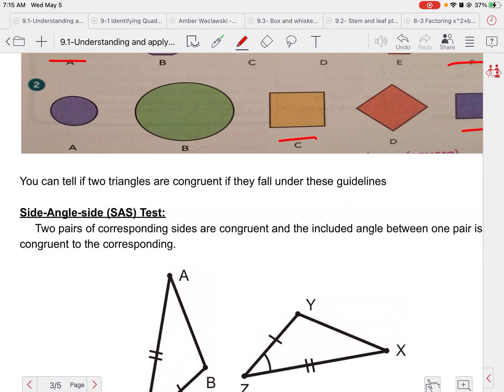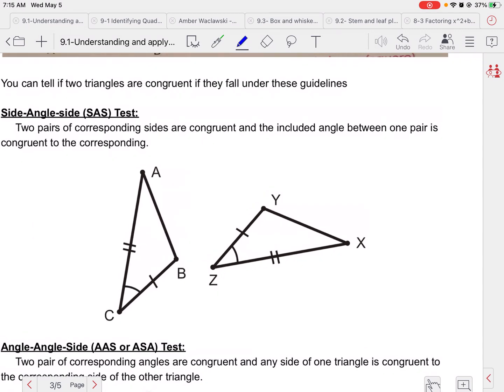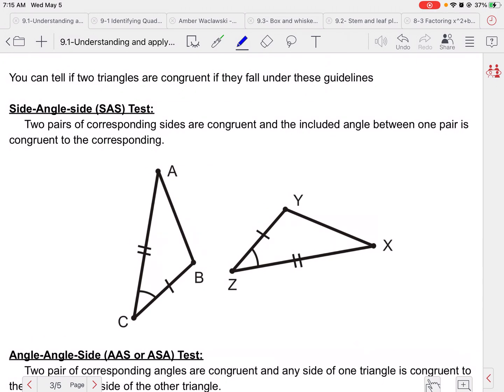So you can tell if two triangles, this only works for triangles, are congruent if they fall under these guidelines. Yesterday we showed all the different tick marks, like all 3 sides and all 3 angles that were equal. But if we only have pieces of that information, we can still say that they're congruent. So there's the side angle side test, or the SAS test.